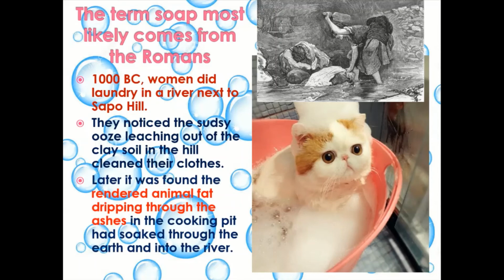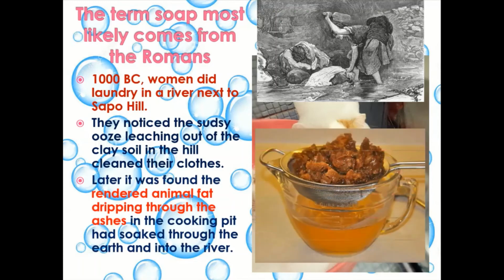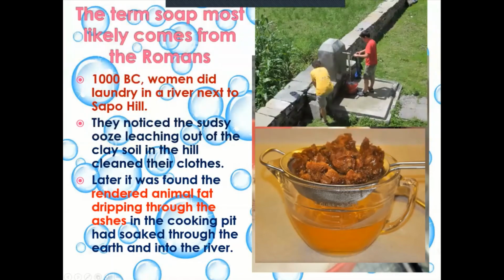And later what they found out, this was the sudsy ooze was rendered animal fat dripping through the ashes in the cooking pit uphill. Had soaked through the earth and was coming down into the river. In case you don't know what rendered animal fat drippings look like, there you go. So next time you make your animal food, you can just put it and allow all the fat to drip through. And yeah, it's beautiful.